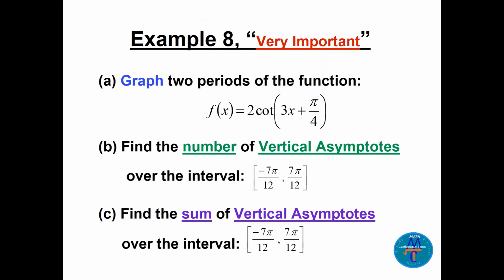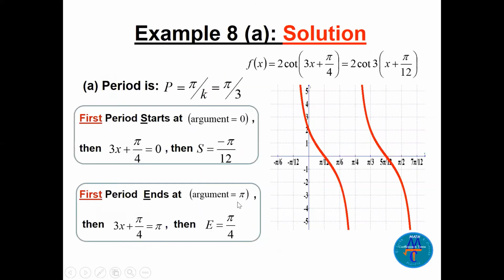Now, this is a very important example. A, B, C, 3 parts. We have to graph 2 periods of this cotangent function, 2 cotan of 3x plus pi over 4. After that, we need to find the number of vertical asymptotes in the interval minus 7 pi over 12 until 7 pi over 12 closed. After that, we need to find the sum of the vertical asymptotes. So B and C are related, because to find the sum of the vertical asymptotes, you have to find them and then add them. So that's a long, nice question.